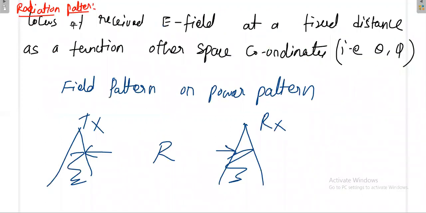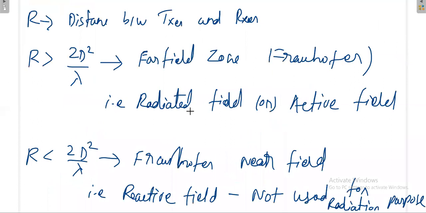Next, radiation pattern means the locus of the received electric field, or sometimes the radiation pattern can also be drawn for power, which is called the power pattern. Whether it is a field pattern or a power pattern, it is always a function of theta and phi, where r is constant.